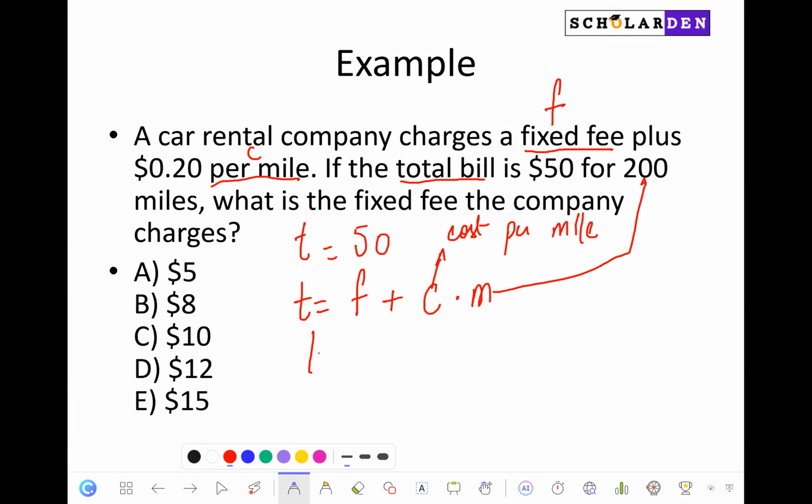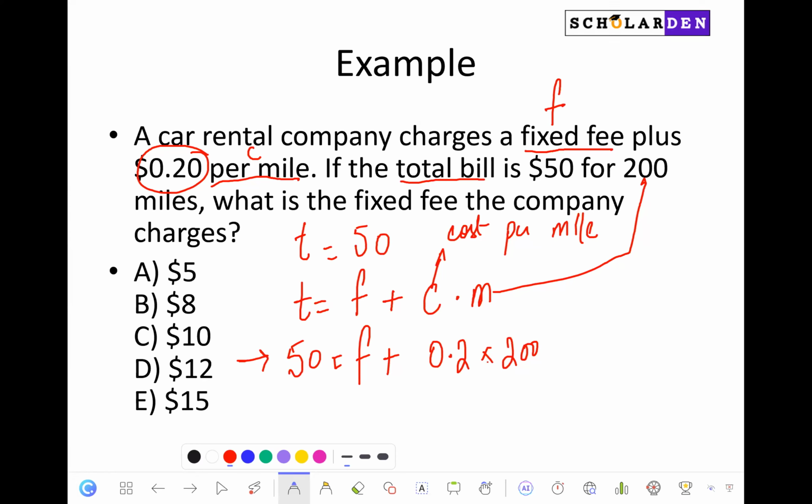Okay. So the total cost is the fixed cost plus the cost per mile. The cost per mile is 20 cents, so 0.2 times the number of miles that we have traveled, that is 200. And if we plug in the value of the total cost as well, that is 50. Now this is one expression which has only one unknown, which is F, the fixed cost. So what we do is we isolate this fixed cost, or this unknown variable, on one side, and we take all the constants to the other side.